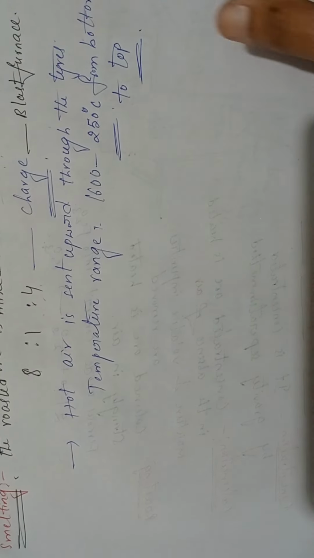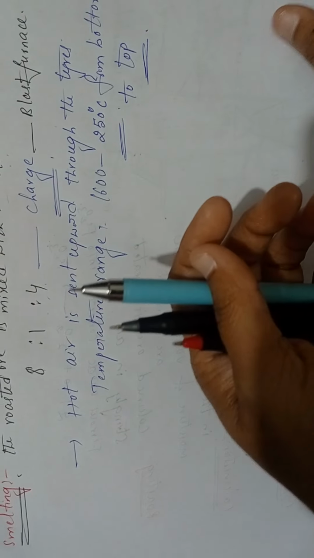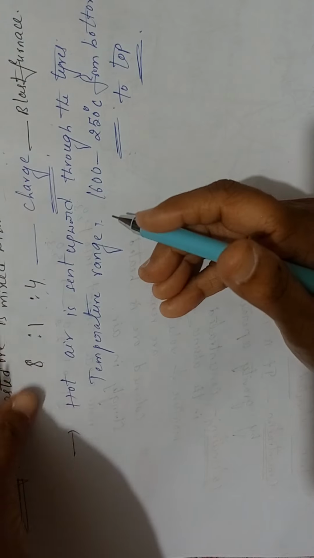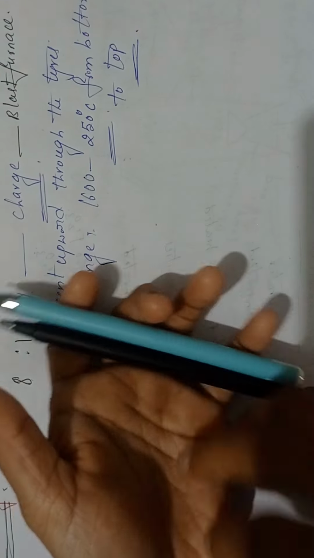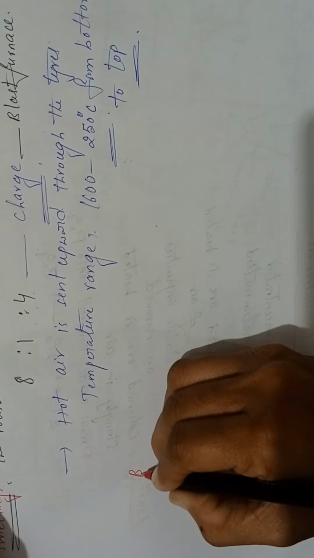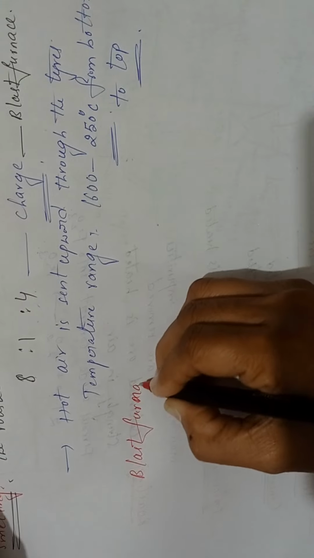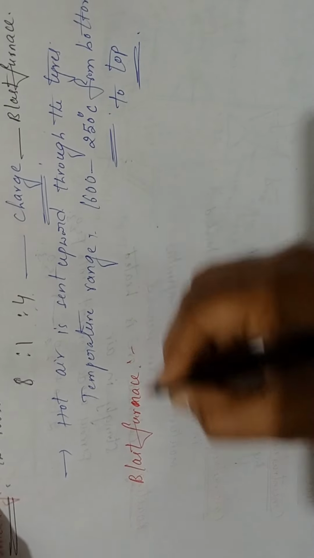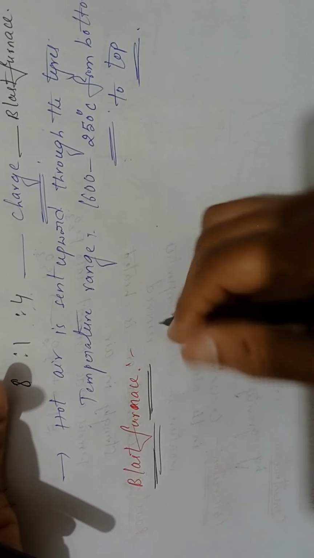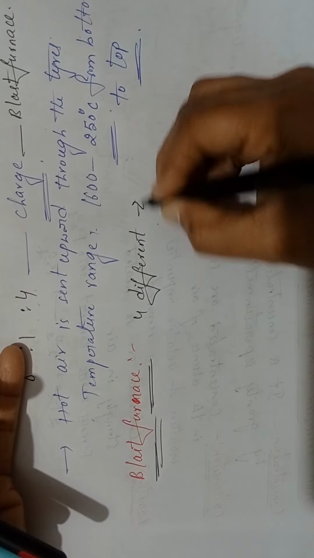Here in the blast furnace, students, there are 4 different zones. What are the different zones, students? First one is the combustion zone. In the blast furnace, how many zones are there, students? In the blast furnace, 4 different zones are there. It contains 4 different zones.